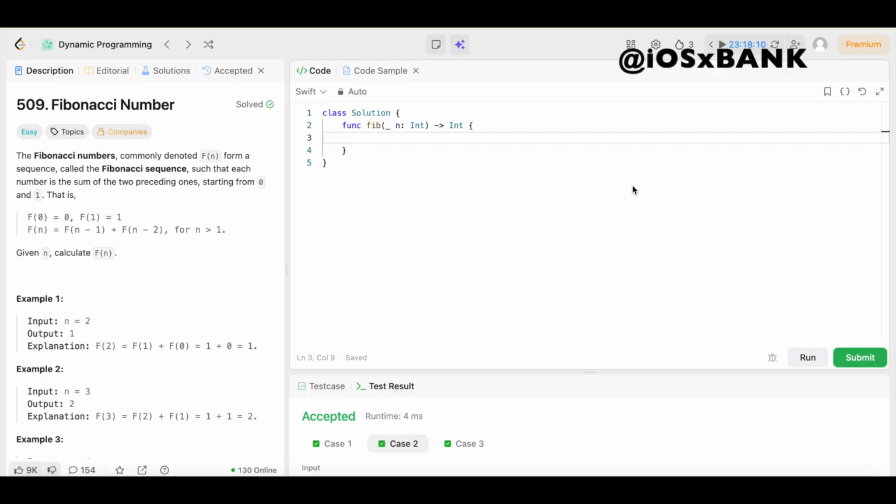All right, y'all, we're back again. Another day, another LeetCode problem where we're doing daily LeetCode problems. And today we have question number 509, Fibonacci number. The difficulty level is easy, so you already know we're going to keep the solution as simple and easy to understand as well.